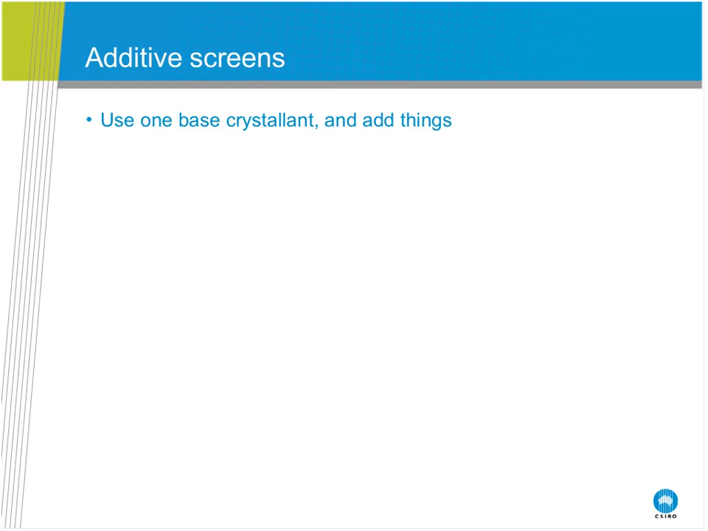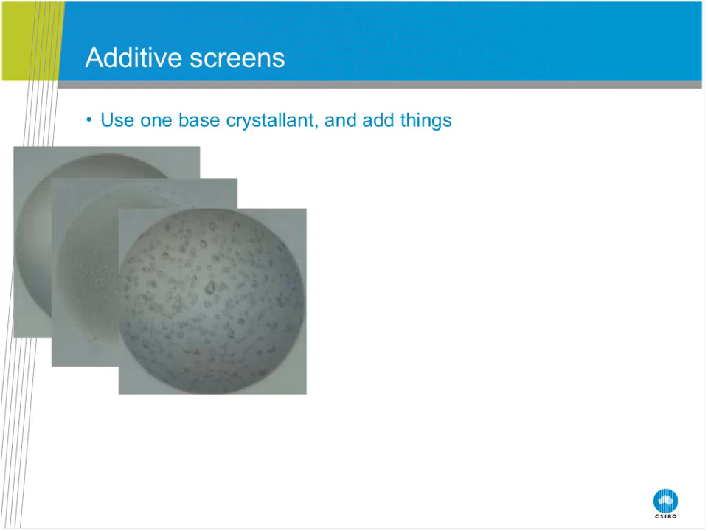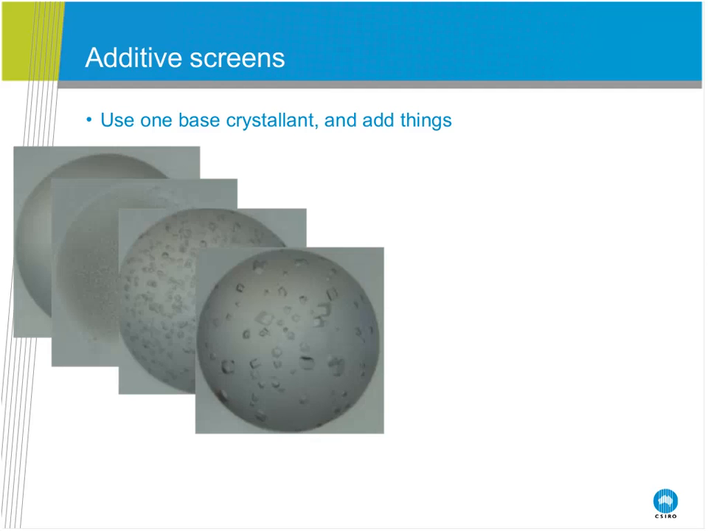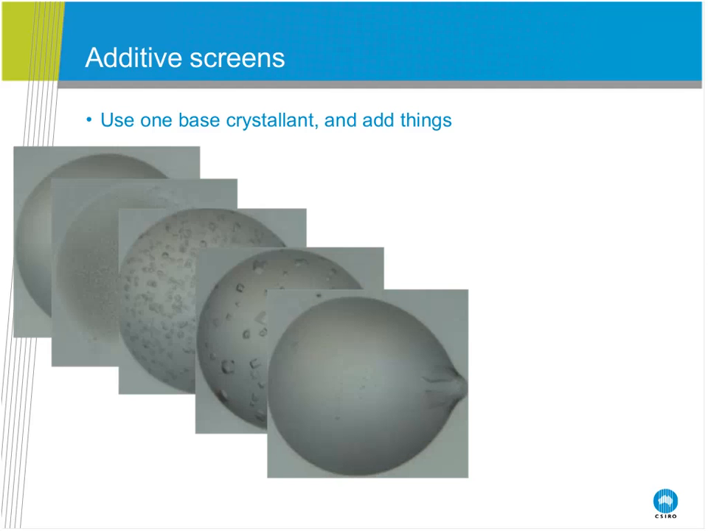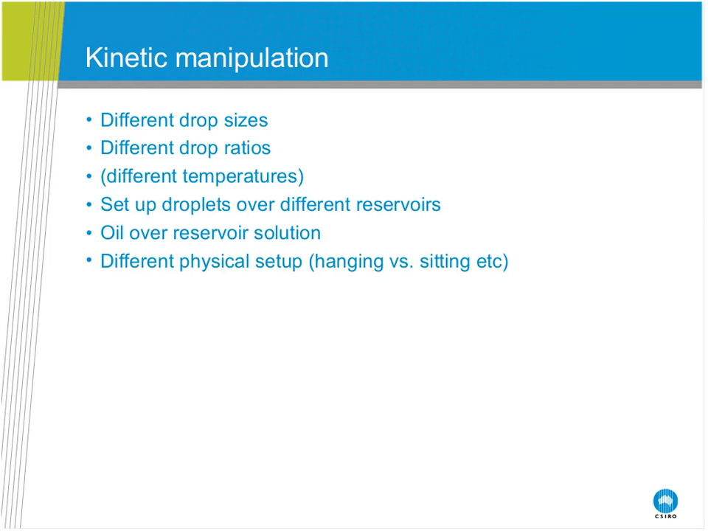And the idea here is that you have a base condition which shows something promising, and then you just start tweaking it by adding something else. And so here's an example from the C3 where this was the best thing that came out of the initial screening. And then with the addition of additive screening, and this was the Hampton additive screen, we started getting some much more interesting results. And this is from the same screen, until one of the conditions in the additive screen showed something which was then suitable for X-ray diffraction analysis.